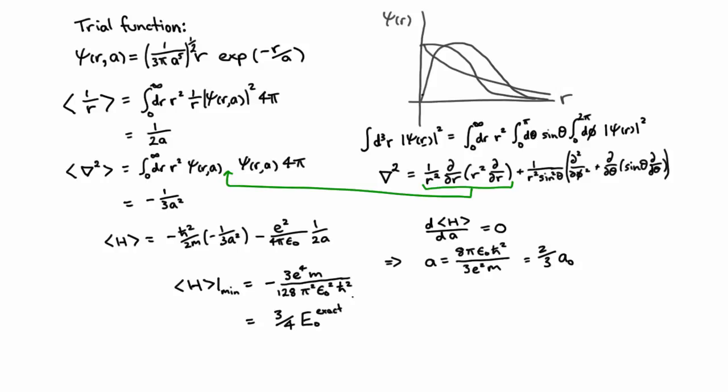But why did it have all the same functional dependence on e, m, epsilon naught, and h bar? Again, dimensions, of course. The only thing that could change are these 3's on 128's and possibly pi's, which is why we've got a nice simple factor. And so that's an upper bound for our energy at the ground state of hydrogen.